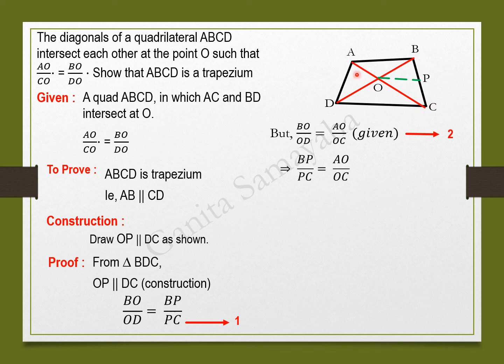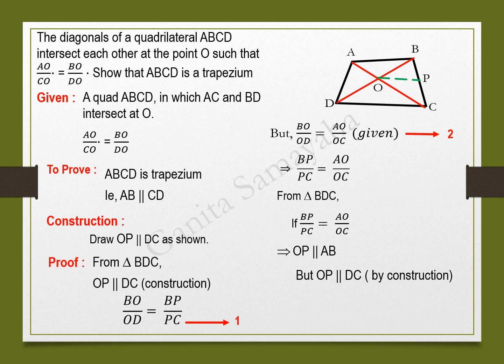Consider this triangle now, ABC. We have BP by PC equal to AO by OC. So what does this mean? Converse of BPT says that OP must be parallel to AB. Isn't it? But we have already constructed OP to be parallel to CD. So in triangle ABC, we have if BP by PC is equal to AO by OC, then OP must be parallel to AB. But OP is already parallel to CD by construction. So what does this mean? All the three are parallel to each other. That means AB is also parallel to CD. This says that ABCD is a trapezium. Okay, children, so we have proved this problem as well. Let us go to one last concept in this video.